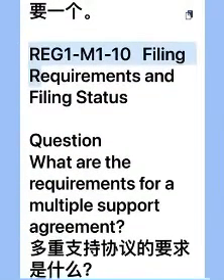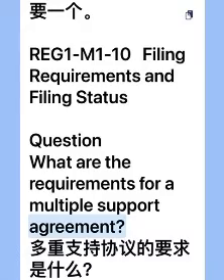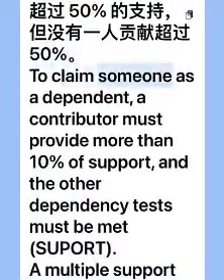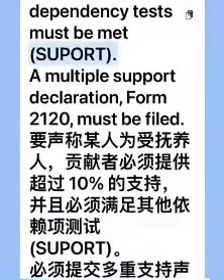Reg 1M1-10. Filing requirements and filing status. Question: What are the requirements for a multiple support agreement? Answer: 2 or more people together provide more than 50% of support, but no one person contributes more than 50%. To claim someone as a dependent, a contributor must provide more than 10% of support, and the other dependency tests must be met. A multiple support declaration, Form 2120, must be filed.